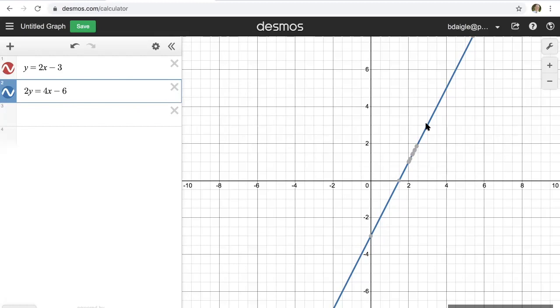So that's the difference between dependent and independent. Dependent system, infinite solutions. Independent system, one solution. Both dependent and independent systems are consistent. A consistent system has at least one solution. Then you probably can figure out what inconsistent means. An inconsistent system has no solution. So this is a consistent system.